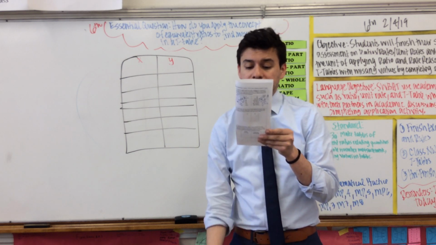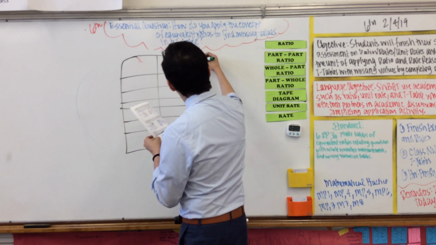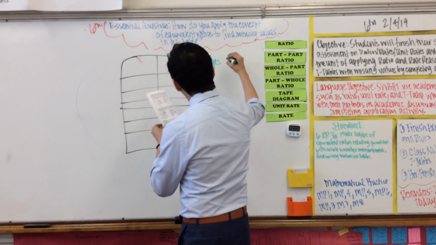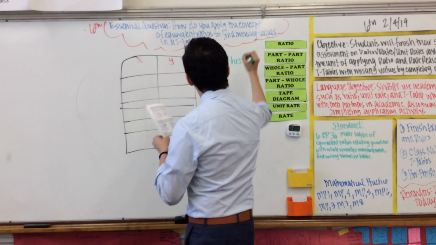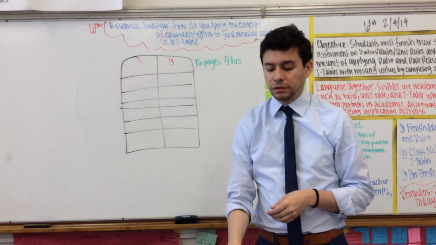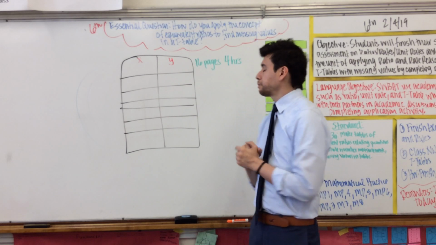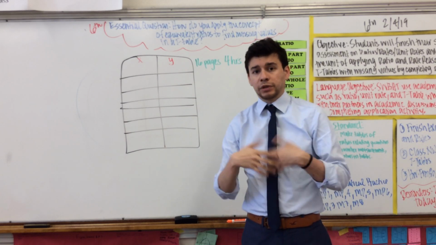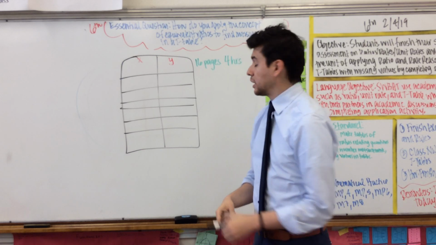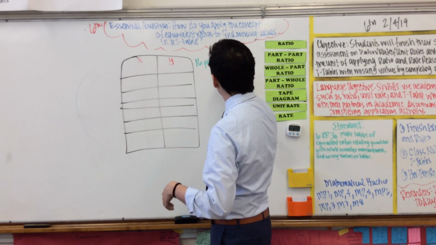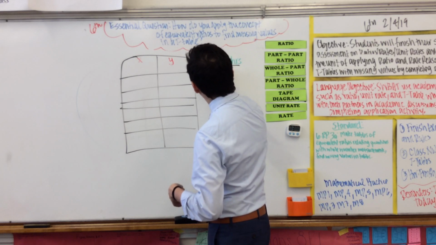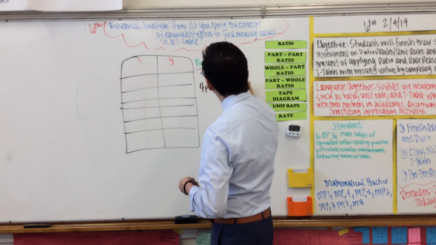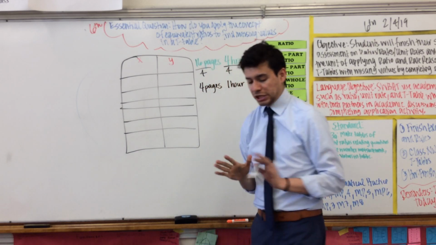It's saying that you could read 16 pages in 4 hours. You're dealing with the rate. It's different. Okay. So first off, I asked myself, can I reduce this? Can I reduce this one? Yeah. Divided by 4, divided by 4. So I know she reads 4 pages in 1 hour.